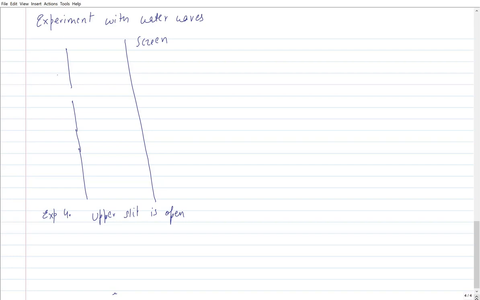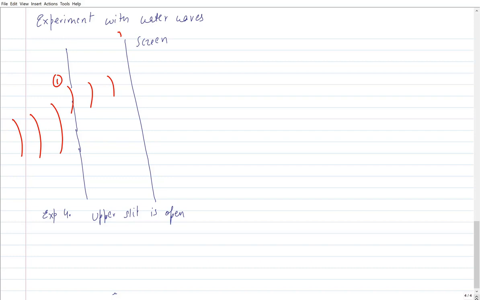As usual, the name of the upper slit was slit 1. And I have a source of water waves coming. They pass through the slit. And I get some sort of an, let's say I'm measuring how much water or the intensity of the waves hitting this screen.